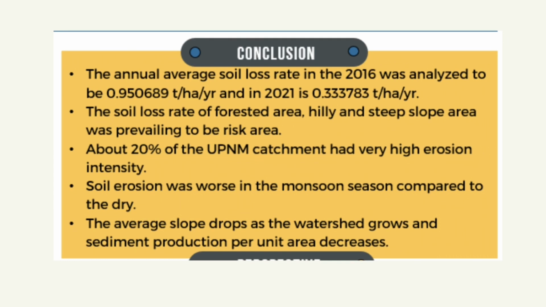The second finding is that the soil loss rate in forested, hilly and steep slope areas was prevailing to be risk areas. The third conclusion is that about 20% of the UPNM catchment had very high erosion intensity. The fourth conclusion, the soil erosion was worse in the monsoon season compared to the dry season, and the last conclusion is that the average slope drops as the watershed grows and sediment production per unit area decreases.